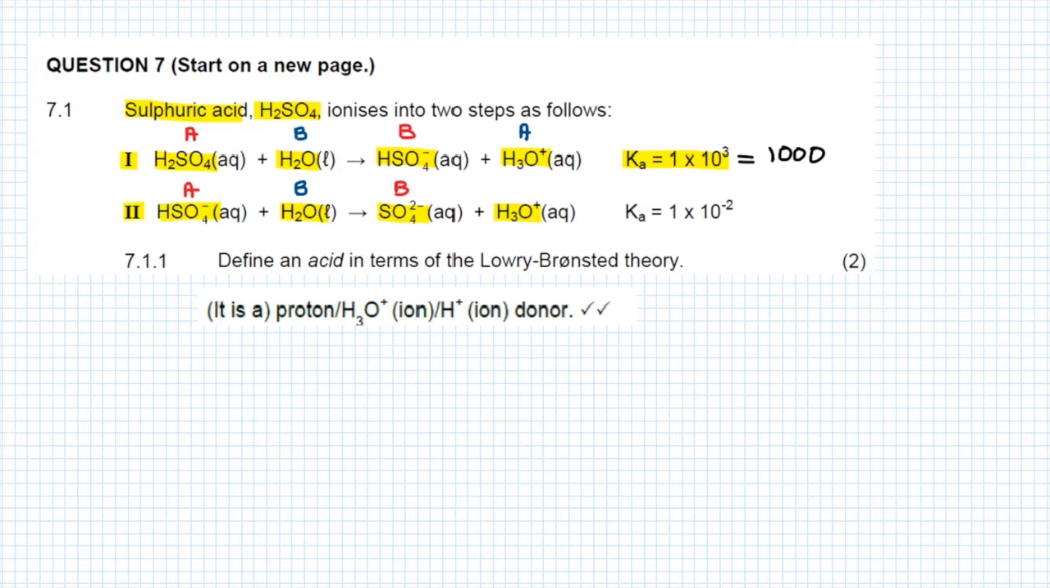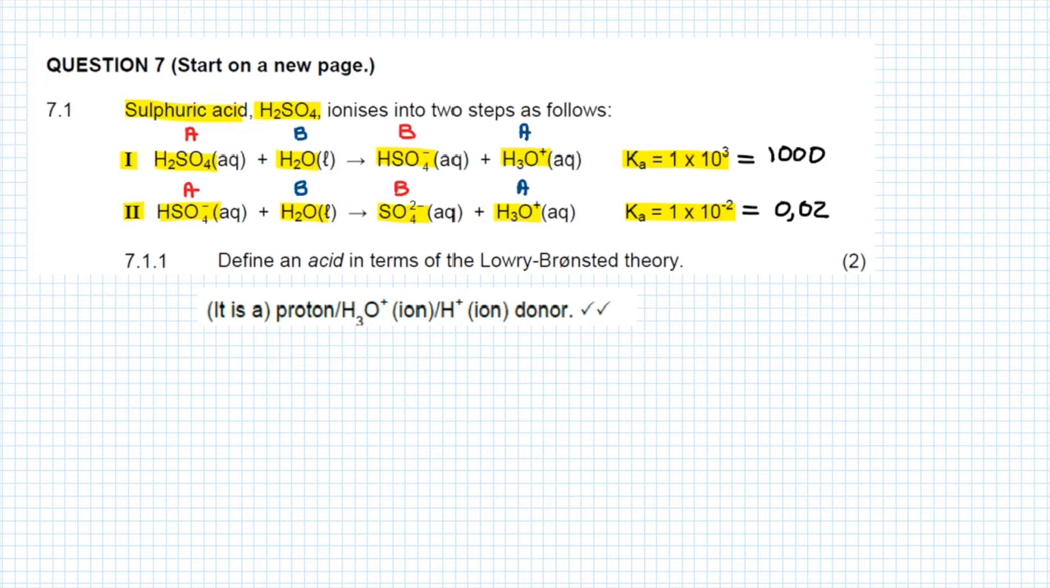The conjugate acid of the water is the hydronium ion. And we see that the Ka value for this equation is 1 times 10 to the power of negative 2, which in standard notation is just 0,02.